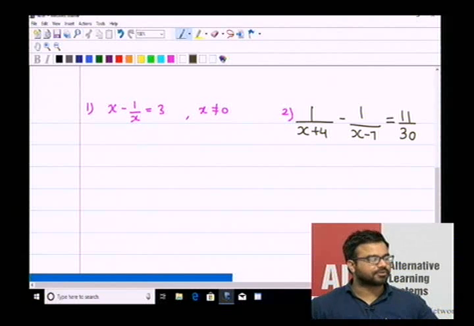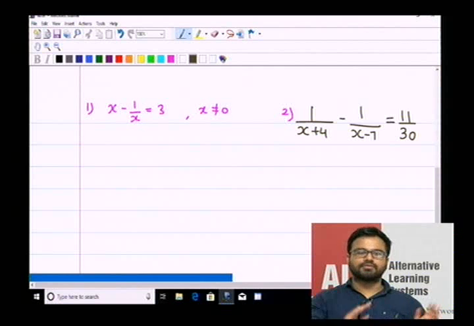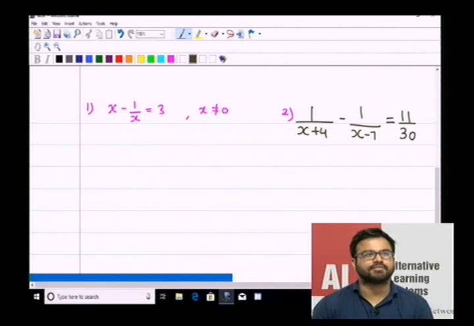These are the two equations, quadratic equations these are, but not in the standard form. So first you need to convert it into standard form, and then you have to find the value for x.